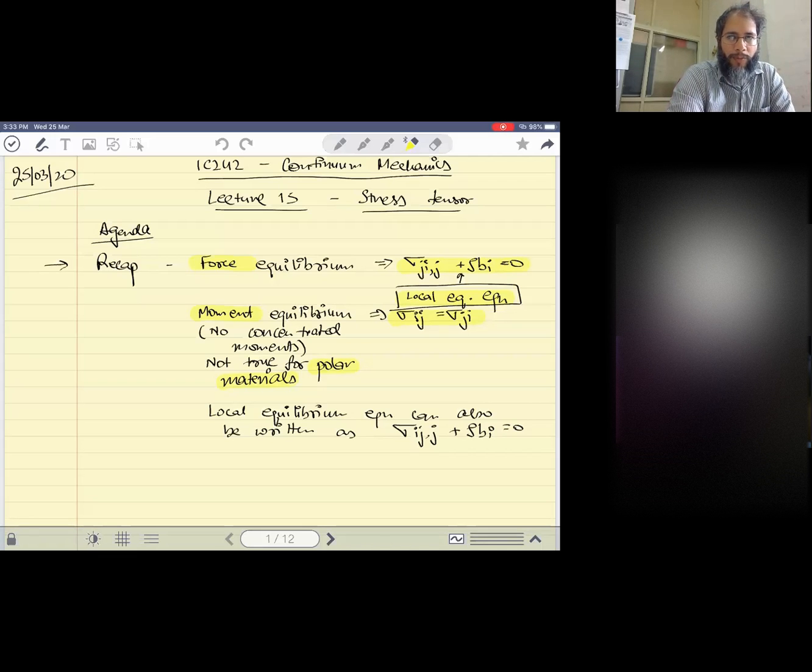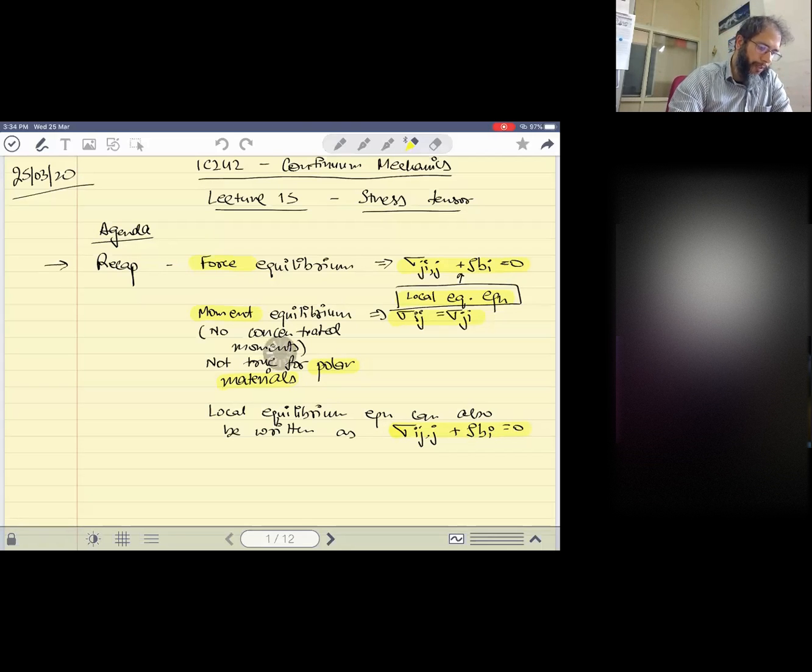So if sigma ij is equal to sigma ji, which is true for most cases, including what we'll discuss, we can replace sigma ji with sigma ij, and our equilibrium equation becomes sigma ij comma j, instead of sigma ji comma j, because sigma is symmetric. This form of the equation is also true, but it takes into account the moment equilibrium, that is, the symmetry of the stress tensor.